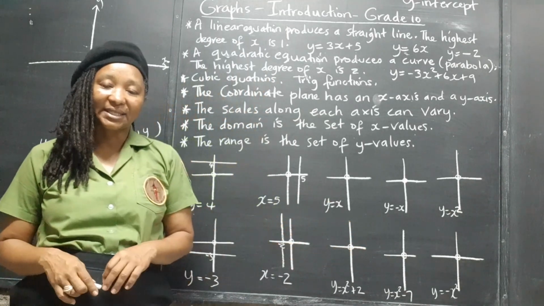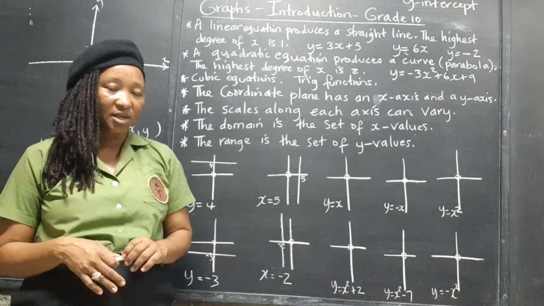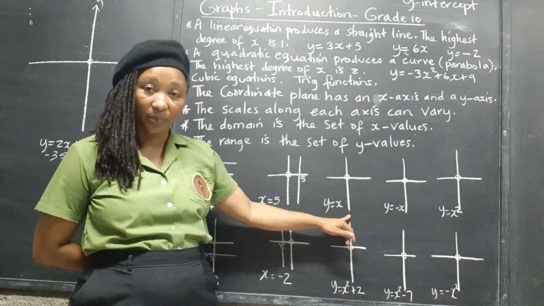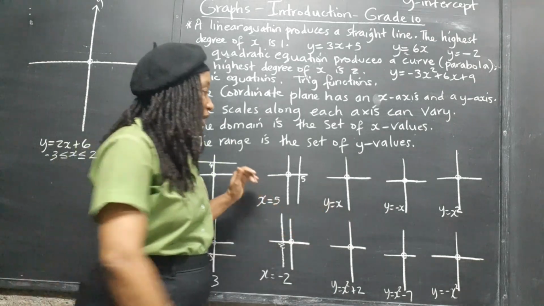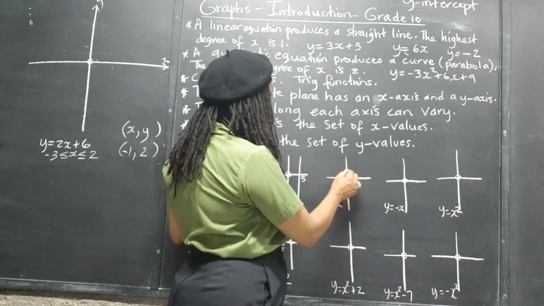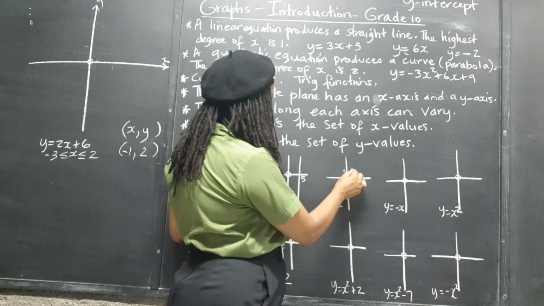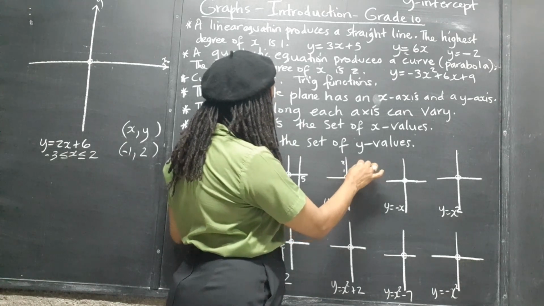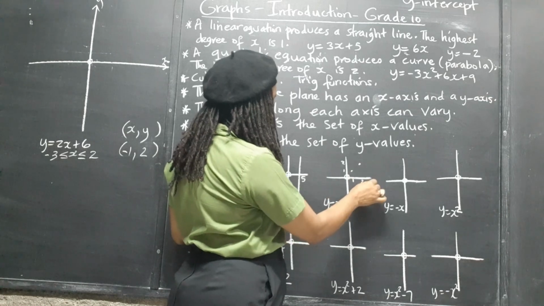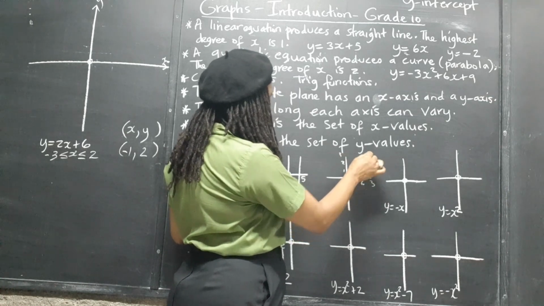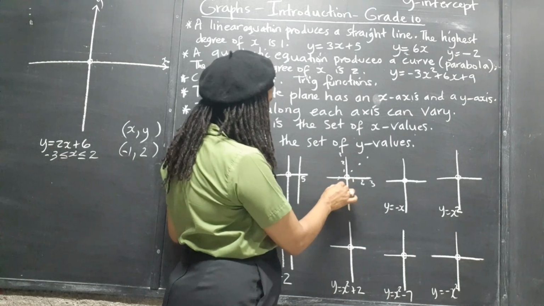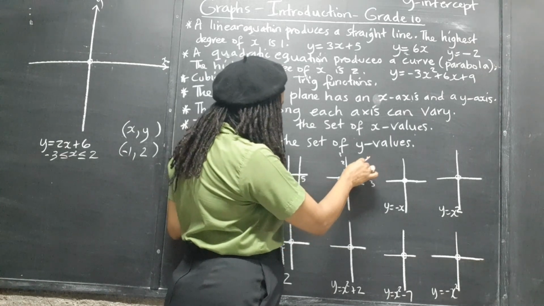Y equals x. So the line that says y equals x, that means whatever y is, x is, right? Y and x are the same. So if x is 1, then y is 1. If x is 2, y is 2. So that's where they would meet. X is 3, y is 3, and so on. X is -1, y is -1. So that line cuts through the origin like that.